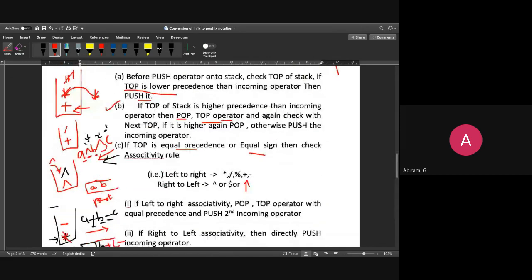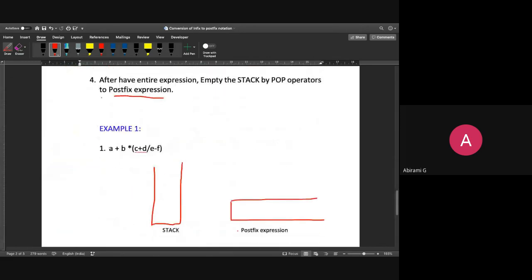What are the rules? If it is an open bracket, push it. If it is a closed bracket, pop out all the operators present in the stack. If it is an operator, push it into the stack. If it is an operand, place it into the postfix expression. Before placing an operator, we need to check the precedence. If precedences are equal, we check the associativity rule. Associativity for all operators is left to right, except exponent, which is right to left.